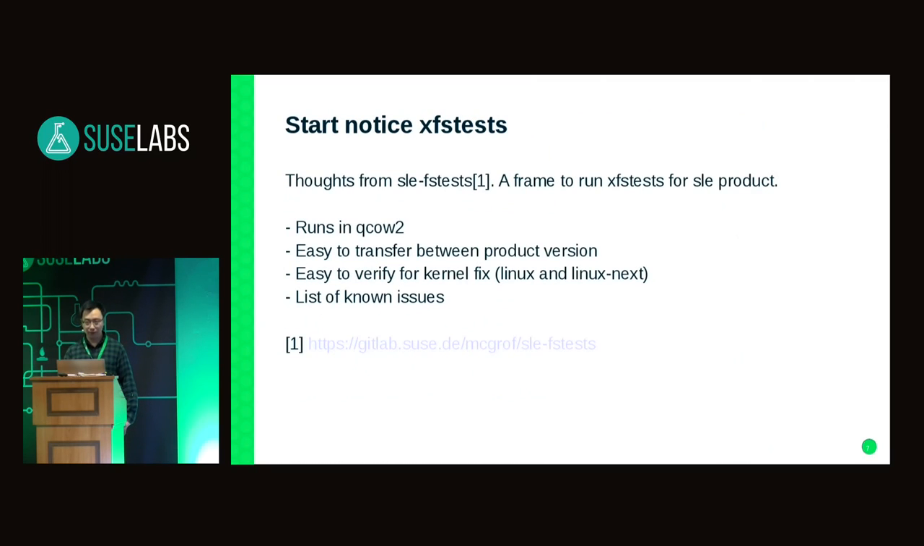As I told, I'm focused on the Filesystem part, so I started noticing xfstests from a topic given by Luis, maybe in Mikulov. And then I realized this has many benefits. Firstly, it can run in qcow2, so it's very easy to transfer between product versions, and it's easy to verify if you want to verify your fixing kernel. Then it has a list of known issues. This is GitLab.